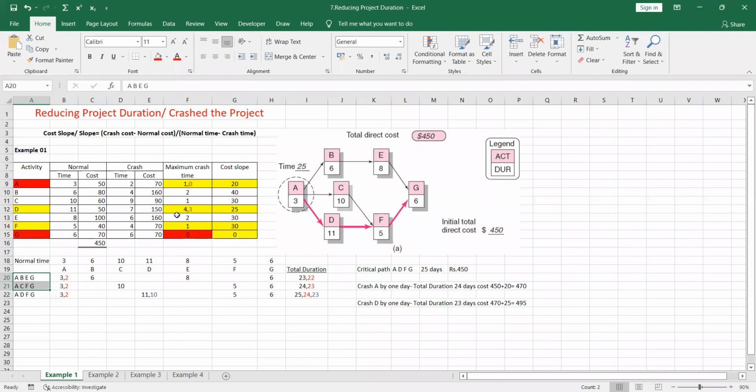So we are only going to crash the D activity by 1 day.